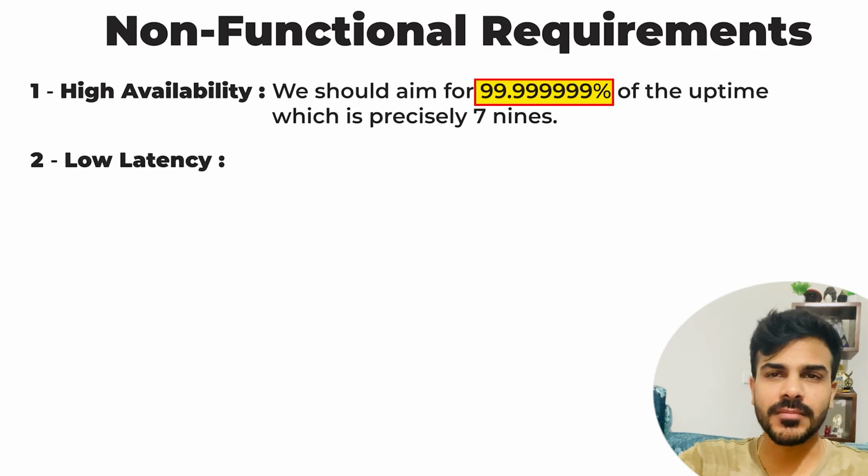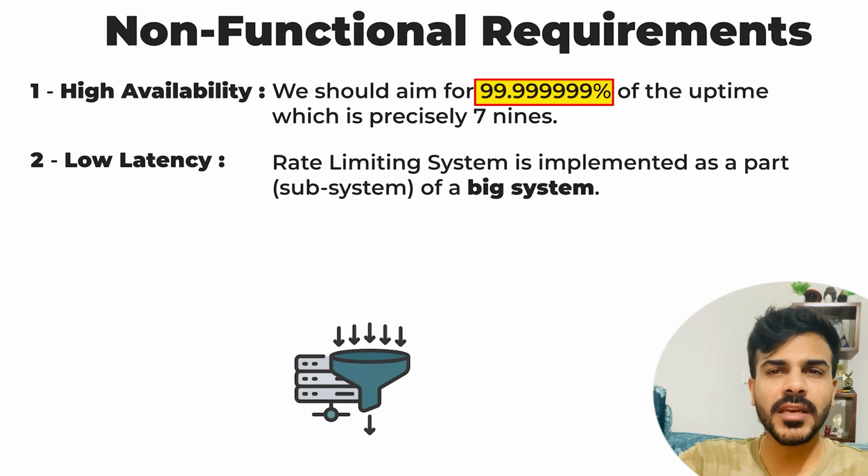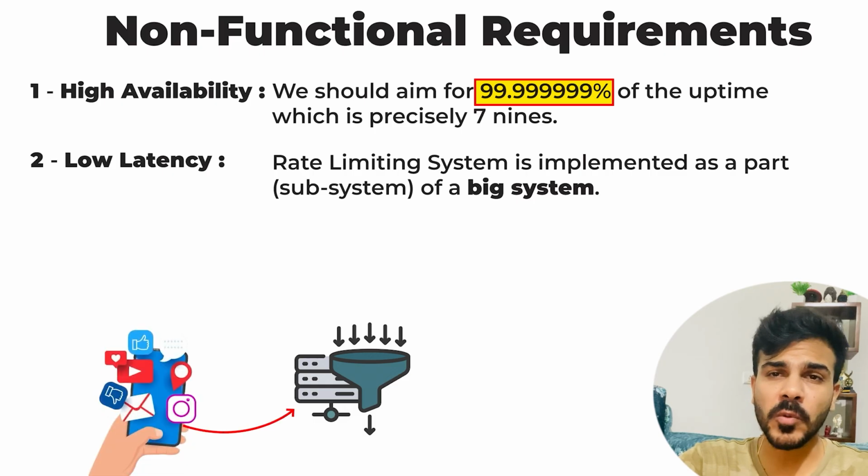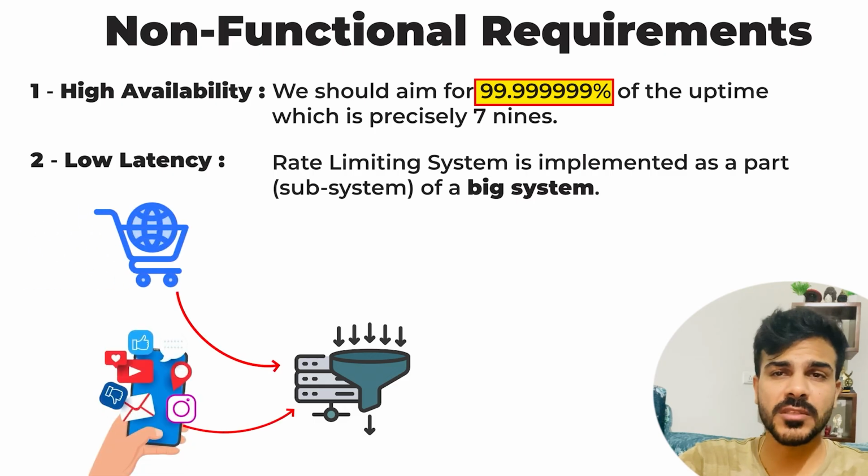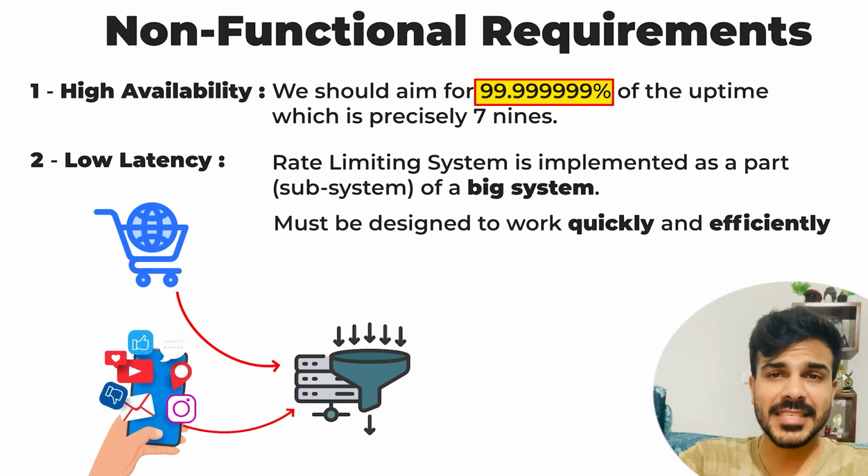Second is low latency. Now, one thing to note is that the rate limiter system will act as a subsystem in a larger system. So it could be a part of perhaps a social media service. It could perhaps be a part of an e-commerce service. So effectively, it's a part of a larger system. Now you can imagine that if this rate limiter system has delay, this would ripple throughout the whole system, slowing down the overall performance of the complete system. Therefore, the rate limiter must be designed in such a way that it works quickly and efficiently.